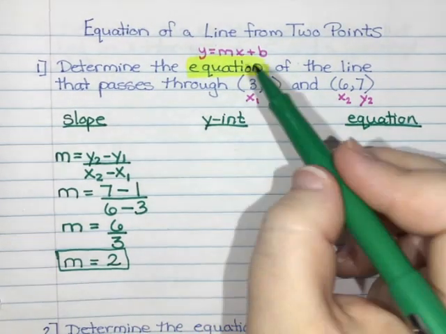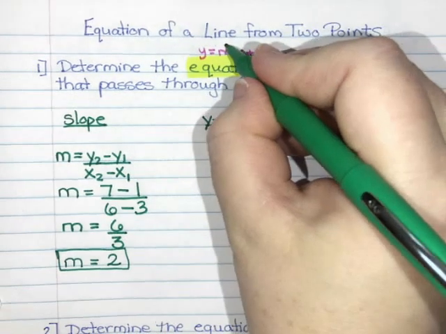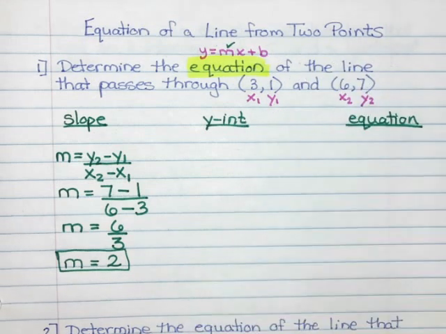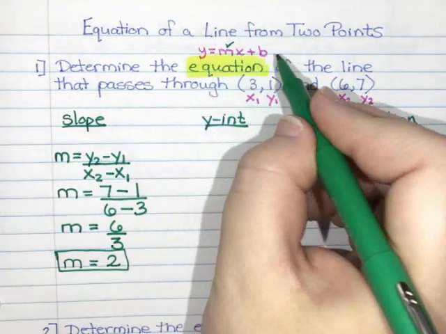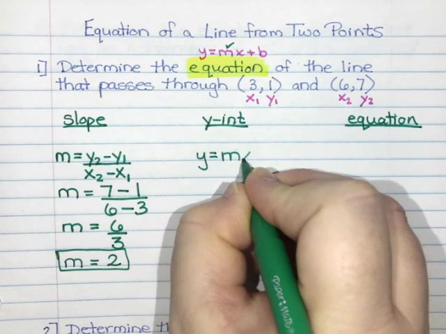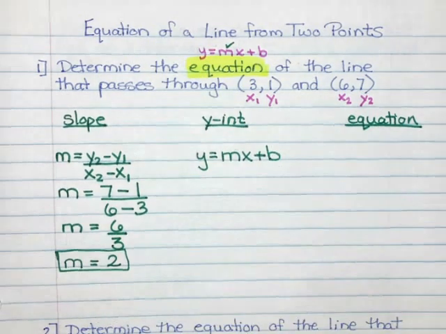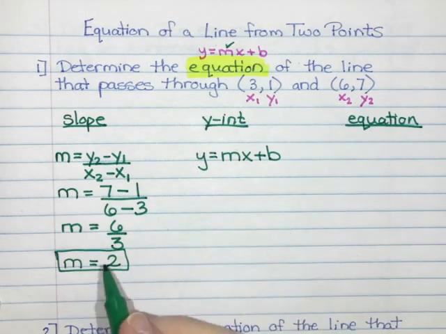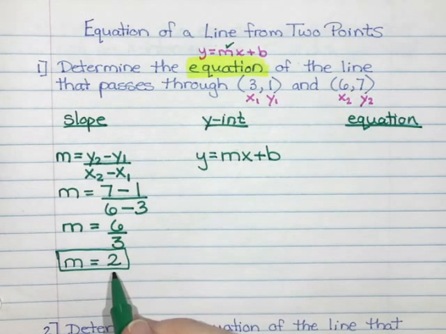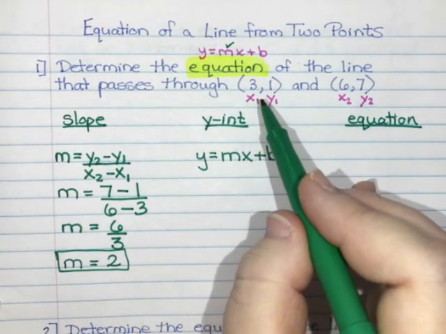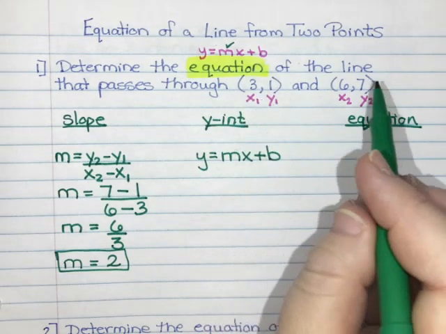Okay, so in my equation, I need to know the slope and the y-intercept. I now know the slope. We just have to figure out the y-intercept. So to find the y-intercept, we do that using y equals mx plus b. So I'm going to write y equals mx plus b. And we are trying to solve for b, the y-intercept. So I know my slope is 2. And I also have 2 different points to choose from here. I have (3, 1), and I have (6, 7).